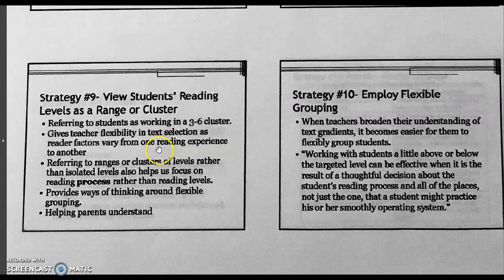So strategy 9 talks about viewing students' reading levels as a range or a cluster. Very often, kiddos can work within a cluster of 2 to 3 levels perfectly fine, and it actually really helps.